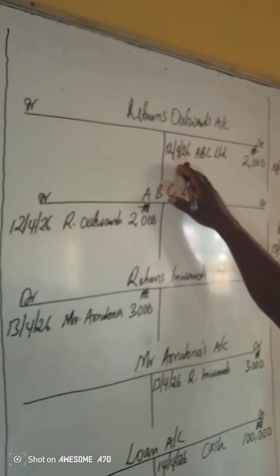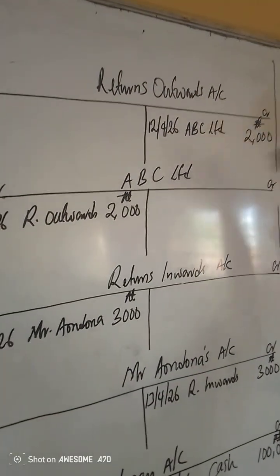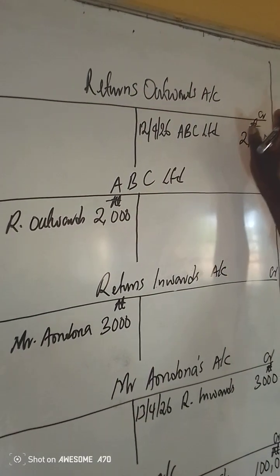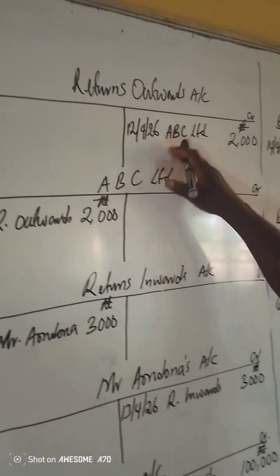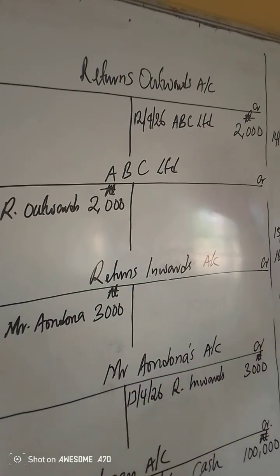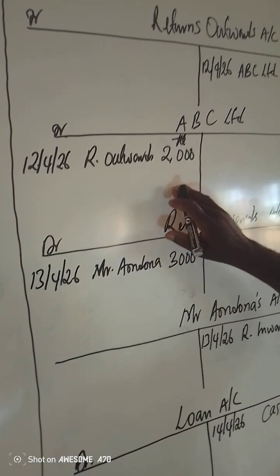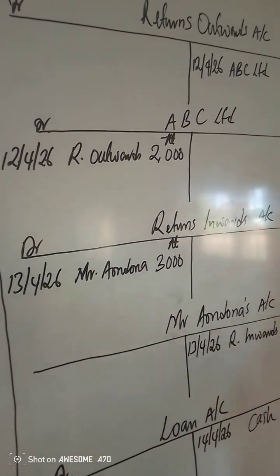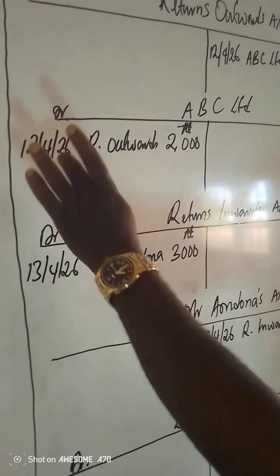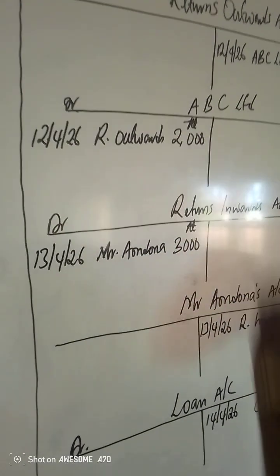Return outward here is a giver account, meaning the business is giving out goods. Then on this faithful day, 12th of April 2026, return outward is giving goods to ABC Limited, which we bought goods from, if you watched the previous video, worth 2,000. Then in the next account, the receiver account, ABC Limited is receiving goods that were returned out by the business worth 2,000 on the 12th April 2026. This becomes the receiver account.